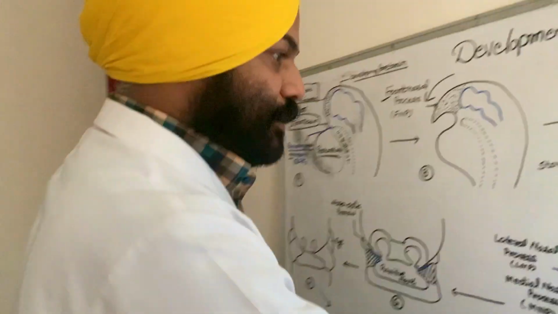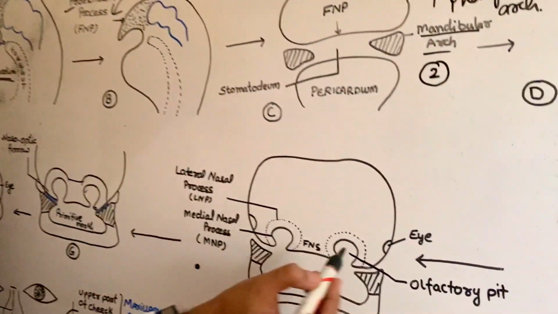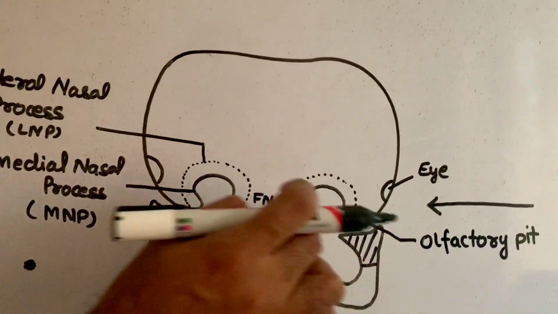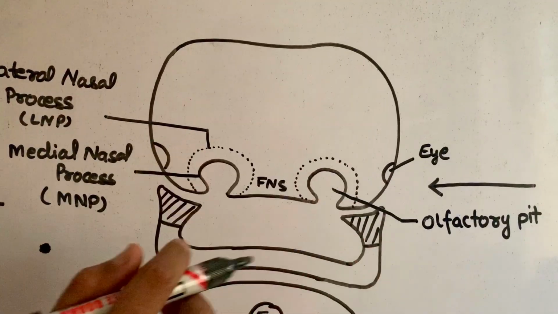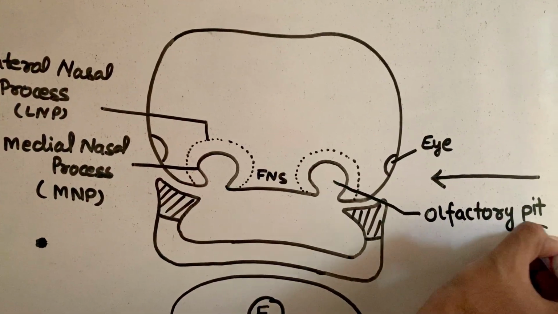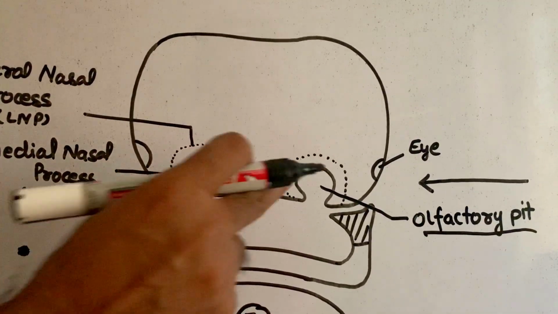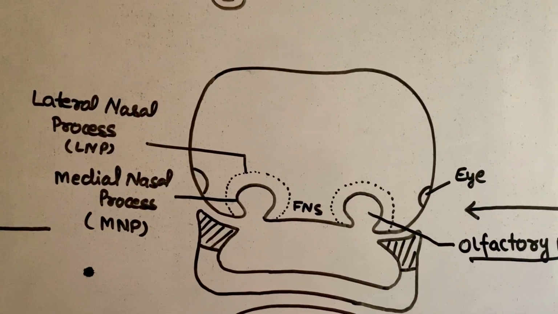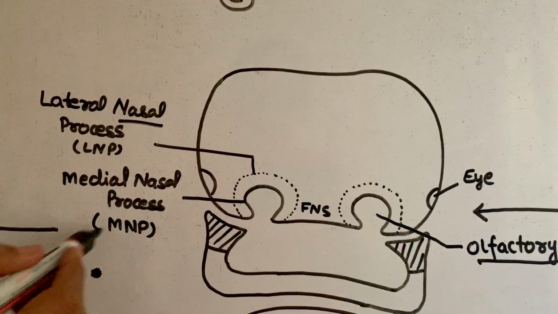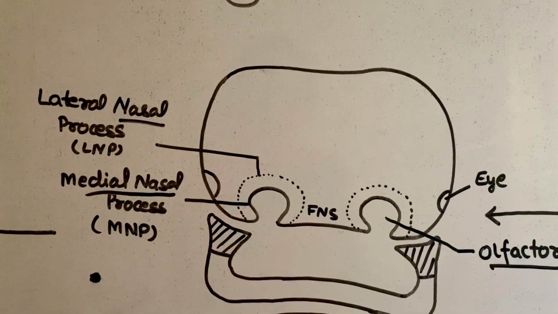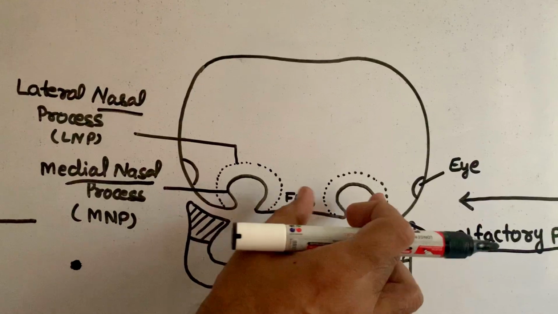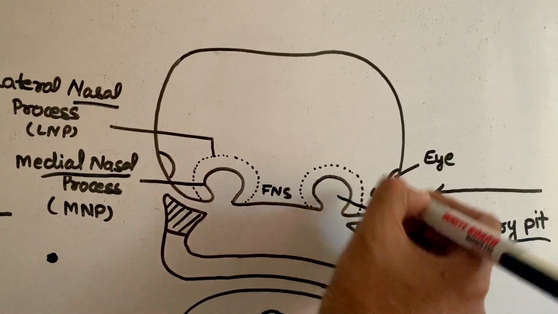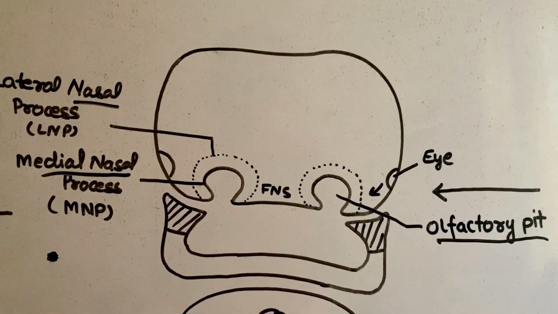Later on, the nasal placodes sink at the level nearer to the frontonasal process and form the olfactory pits. The nasal placodes carry two important boundaries: first the lateral nasal process, and the other the medial nasal process. As they move towards each other, they sink into that process, such that the eye is also at the same position.